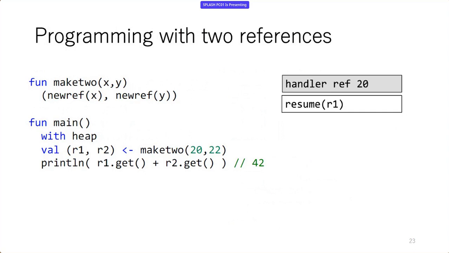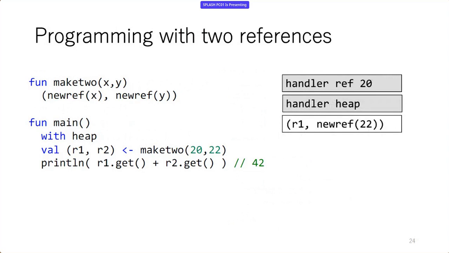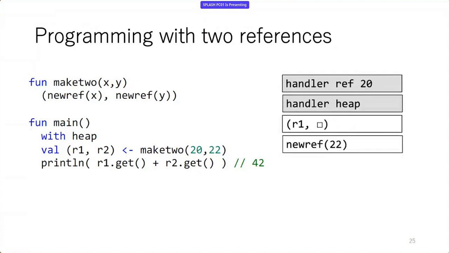And by expanding resume, we obtain a pair whose first element is a handler name. And now we move on to the second cell. We repeat the same process, and eventually we obtain a pair of two handler names. And after accessing their values, we finish the computation.